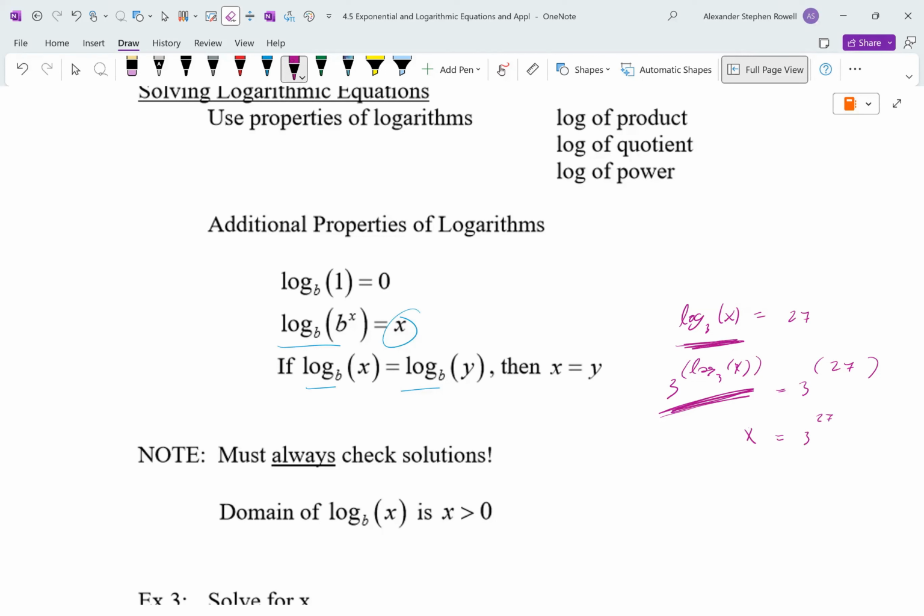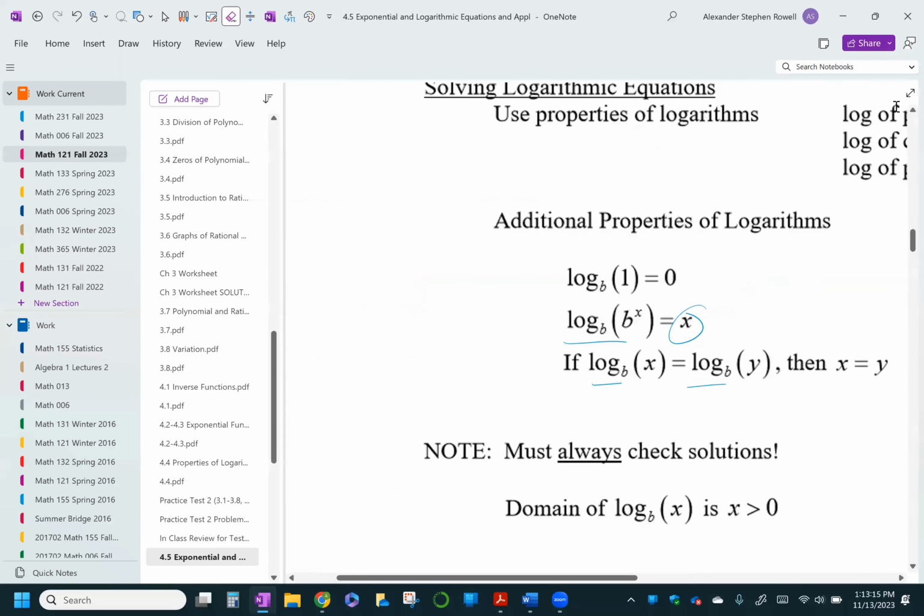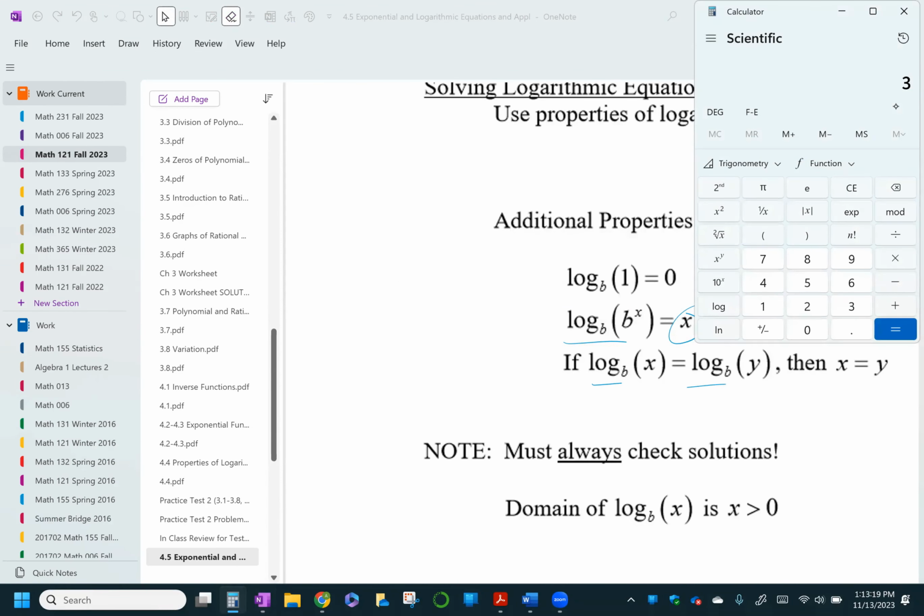Yeah, that's a huge number. Would the calculator even handle this? I'm curious. How many digits do I have? 3 to the power of 27, yeah, there's no way, right? Okay, Microsoft calculator. Probably not your calculator though, right? Yours got it? Wow. Nice.